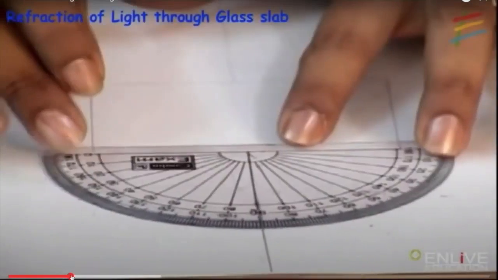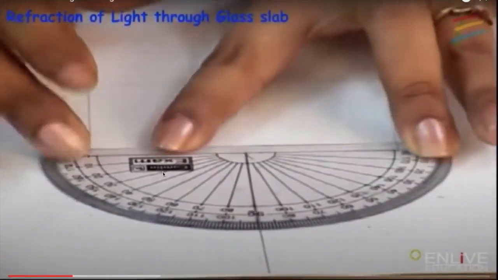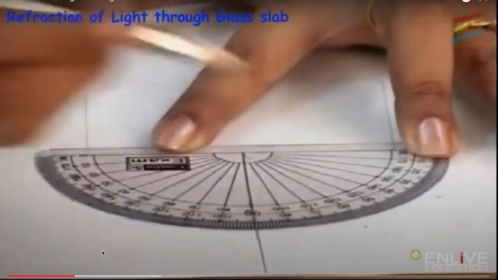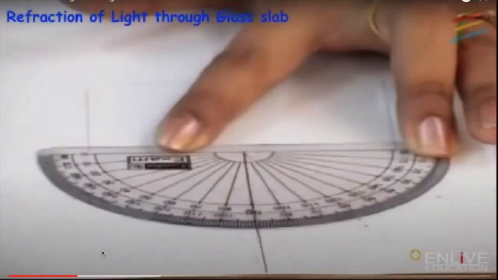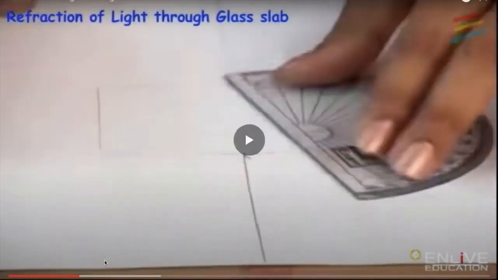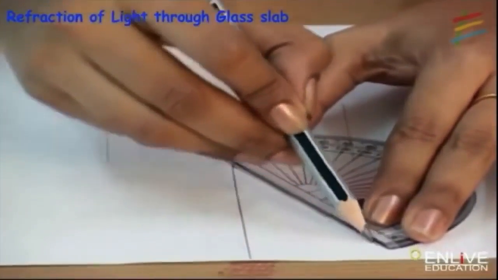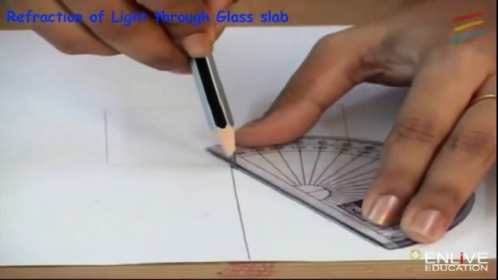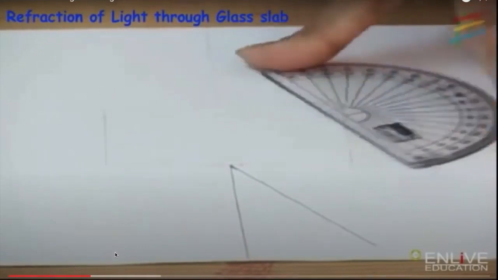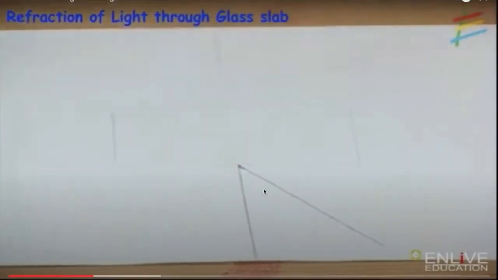Then what she is going to do is she is going to draw the incident ray. That is, let us take some particular angle and draw the incident ray. She has put approximately 30 degrees from the normal, and she is going to draw and join it to the normal and the boundary of the glass slab. So angle of incidence will be 30 degrees. This one will be 30.